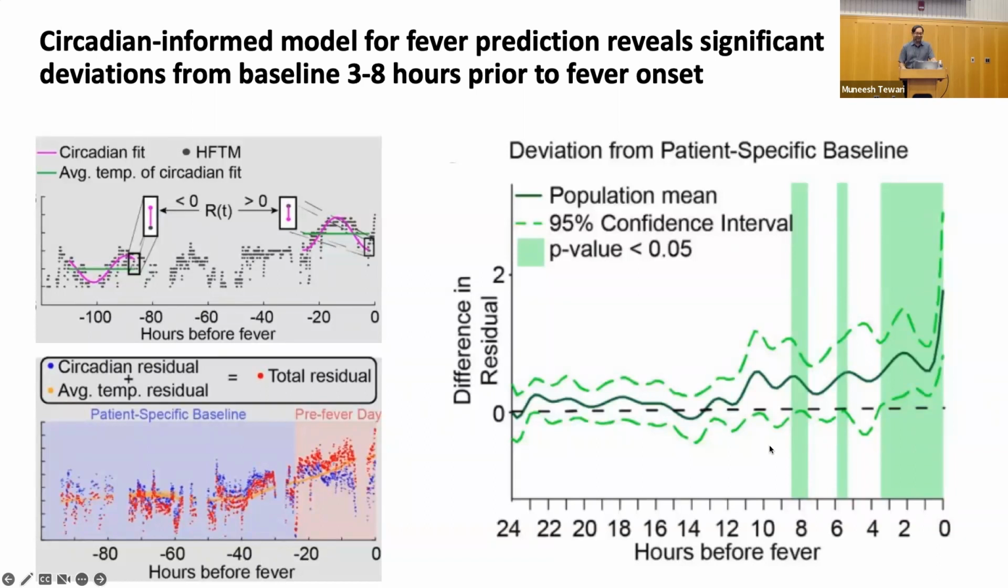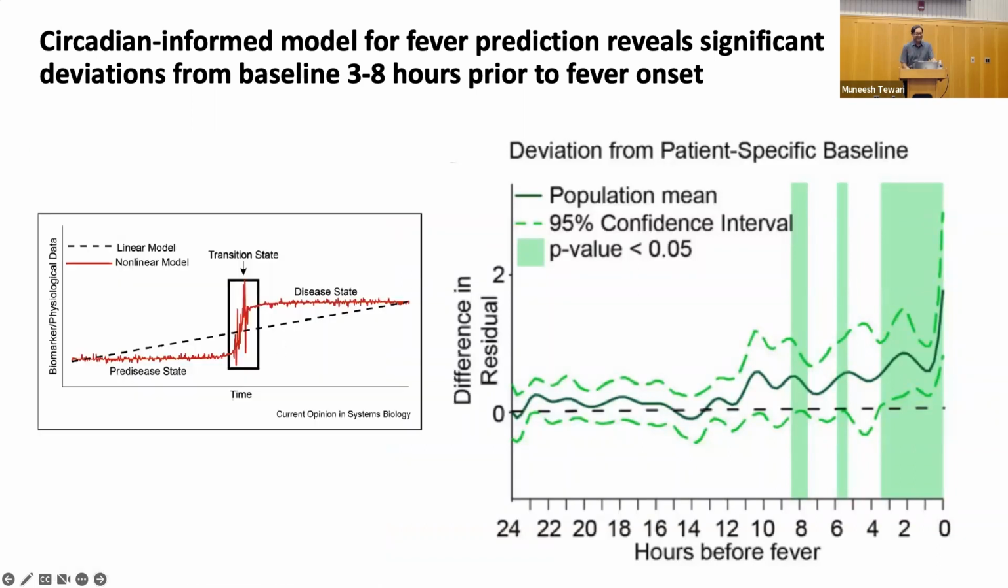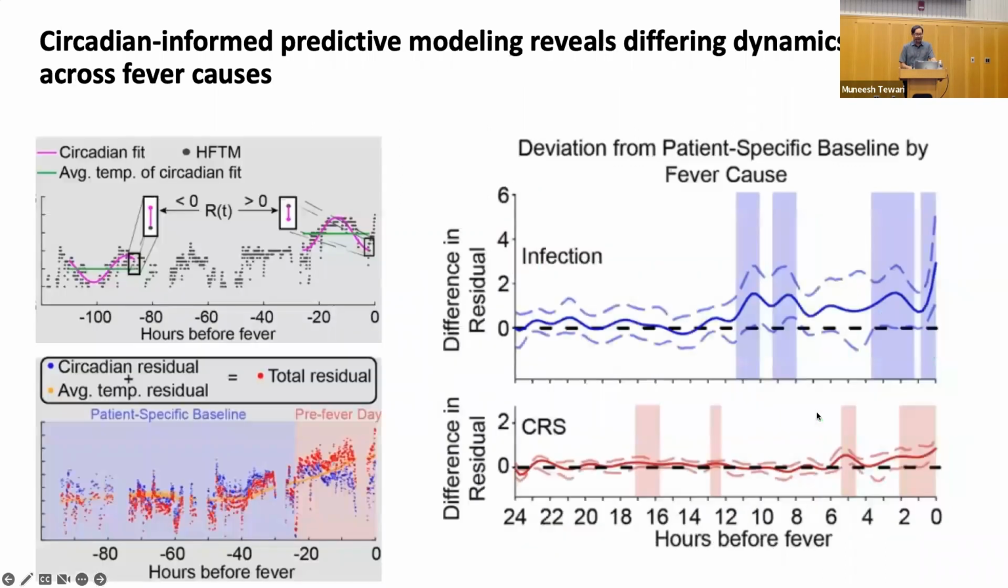And then of course, the other thing that's really exciting to me is this graph that we had put in that perspective article, right? To me, this right here is this transition state. At least that's what I hope we're starting to get some sort of sense of. And it turns out that if you then analyze this by fever cause, by infection, this is sort of what you see. And I would sort of ignore some of the statistical, not ignore, but take it with a grain of salt.